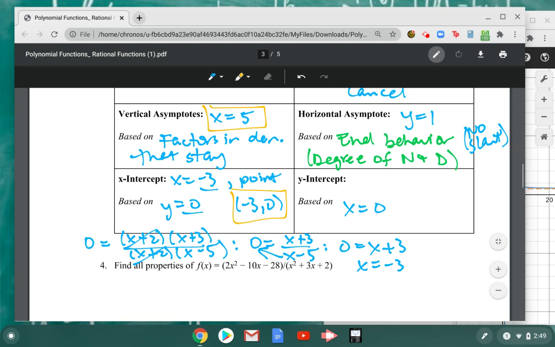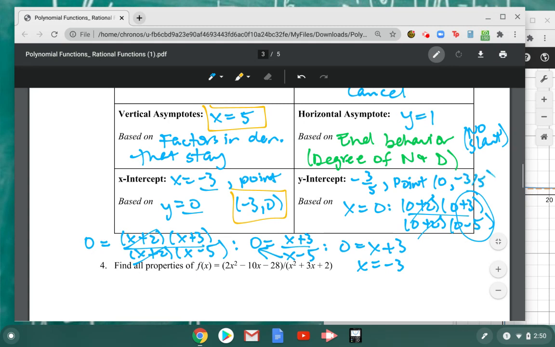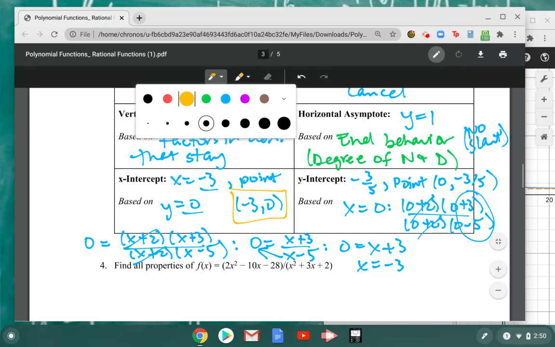So if I let x be 0, I get 0 plus 2 over 0 plus 3 over 0 plus 2. That cancels anyway, you can just get rid of that. 0 minus 5. So I get 3 over -5. So my y-intercept is -3/5, or as a point, 0 for x, -3/5 for y.